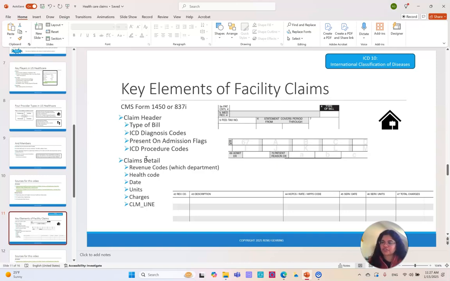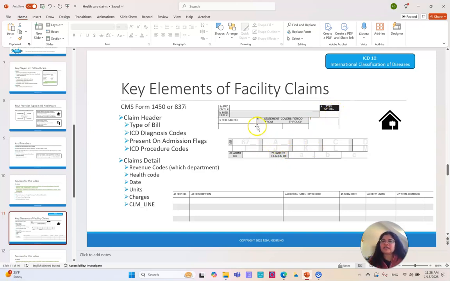But let's just first focus on the claim header. So the claim header and its key elements are, number one, type of bill. Type of bill is over here, see in the paper form. A type of bill has three elements in it, but what I'm going to tell you about is the first two elements. Number one, what type of facility is it? So, for example, is it a hospital? Is it a skilled nursing facility? And secondly, is it an inpatient or an outpatient? Okay. So that's type of bill.